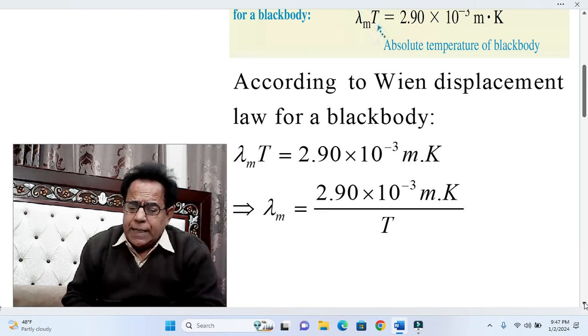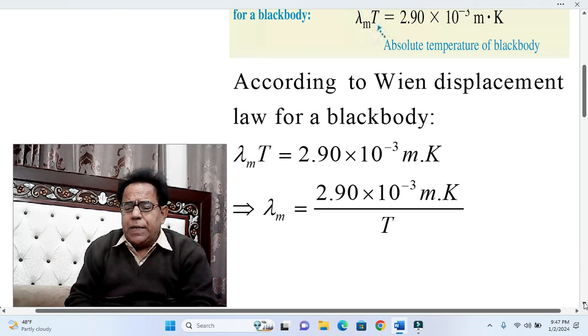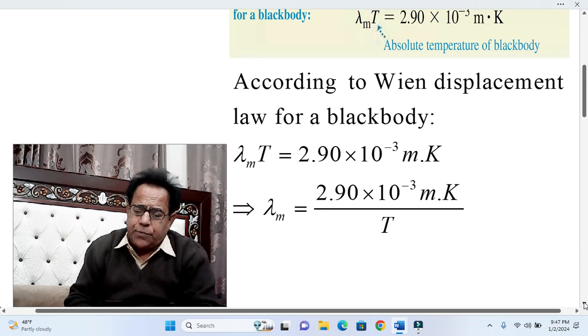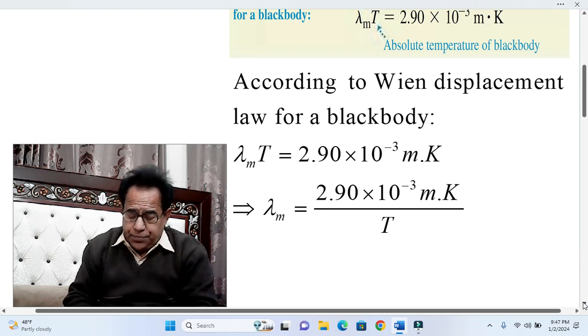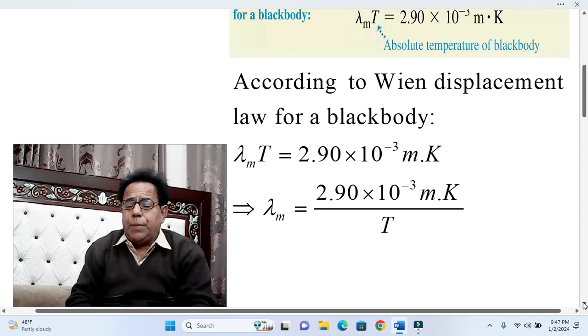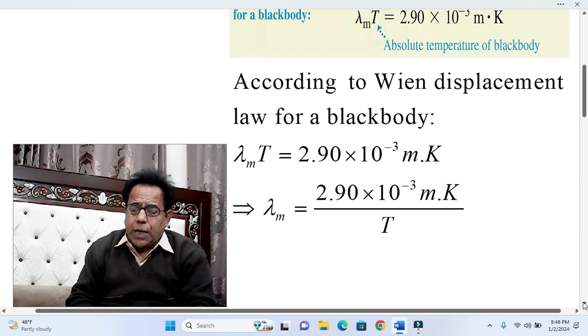This implies that if we keep maximum wavelength, peak wavelength lambda m on one side, then temperature T will become the denominator on the other side of equality. In other words, temperature will be divided. Wavelength and frequency are reciprocal of each other; we are dealing with just wavelength lambda, maximum wavelength or peak wavelength. Peak wavelength lambda into temperature T is equal to 2.90 into 10 raised to the power minus 3 meter dot Kelvin. From here, if we keep lambda m on one side, then temperature will be divided on the other side. Lambda m becomes equal to 2.90 into 10 raised to the power minus 3 meter Kelvin divided by T.